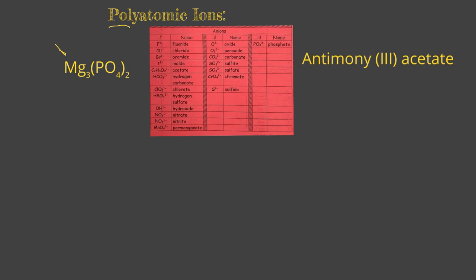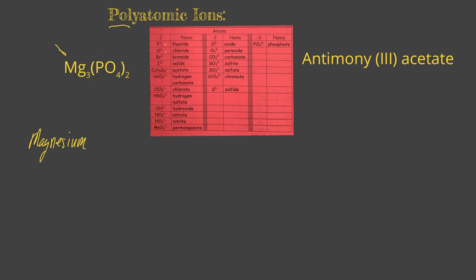Magnesium is a metal, so it's ionic. Name the cation. I just did. I called it magnesium. Then the next part on the flowchart says to name the anion. Now this looks different because it isn't just a single letter. You know, we were used to seeing something like just an oxide, or just fluoride, or just chloride. Well, this is the same thing.